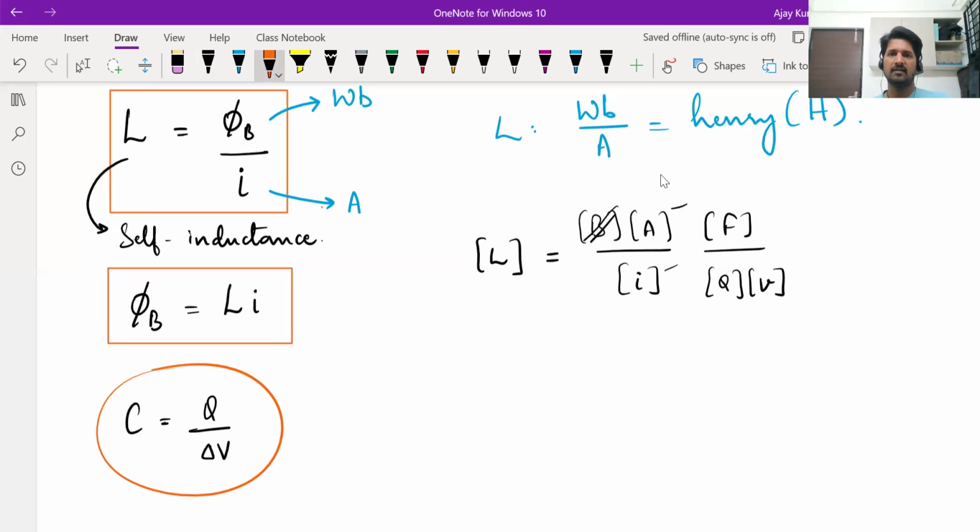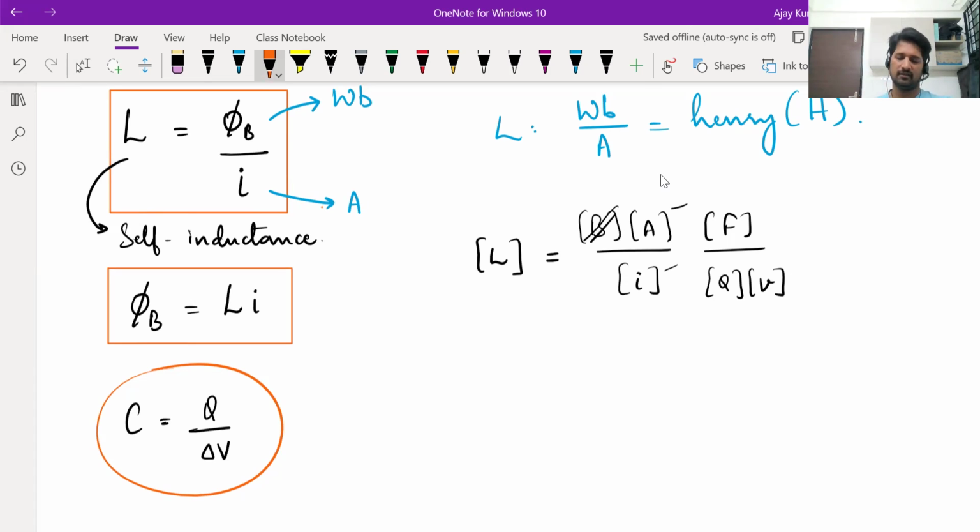Now, inductance in magnetism is somewhat similar to capacitance in electrostatics. If current passes through a conducting coil, a flux gets produced in that coil. It's like when you charge a capacitor, a potential difference gets produced. When current passes through a coil, magnetic flux gets produced. So the ratio of flux to current is what you are calling inductance, self-inductance, somewhat similar to the ratio of charge to potential difference, capacitance. A capacitor stores electrical energy, an inductor stores magnetic energy.